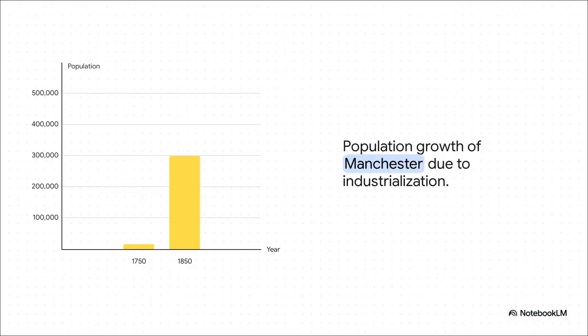Just take a look at these numbers for Manchester. I mean, it's just unbelievable. In a single century, it goes from a decent-sized town to a massive, sprawling industrial city. And this wasn't just happening in Manchester. It was happening all over Britain, as millions of people poured in from the countryside, looking for factory jobs, cramming into these new, often chaotic urban centers.